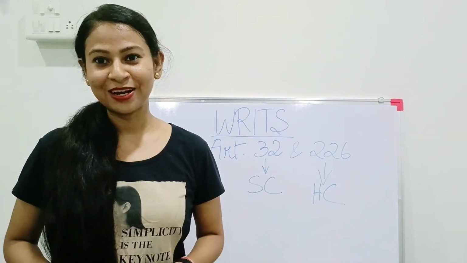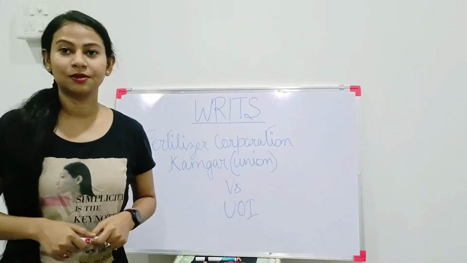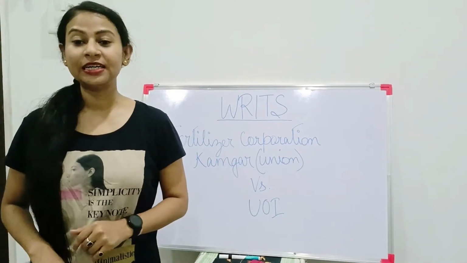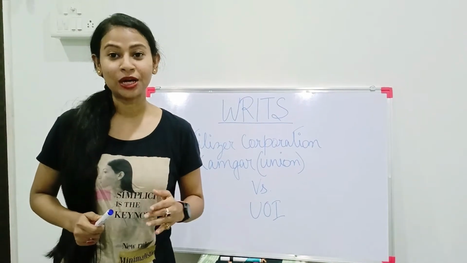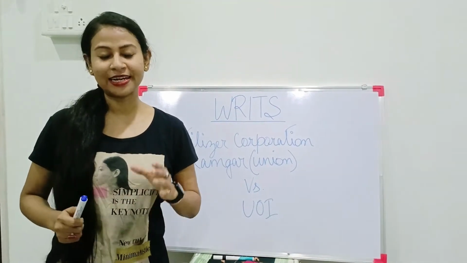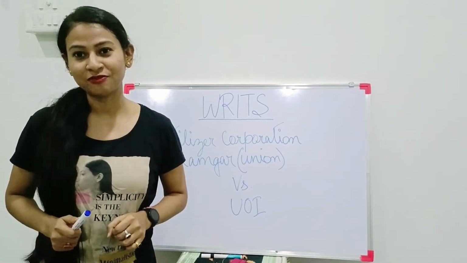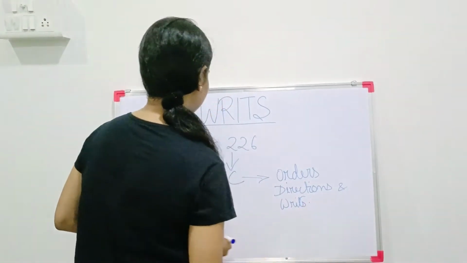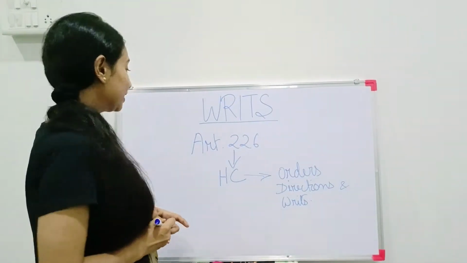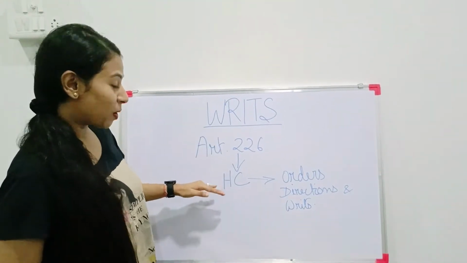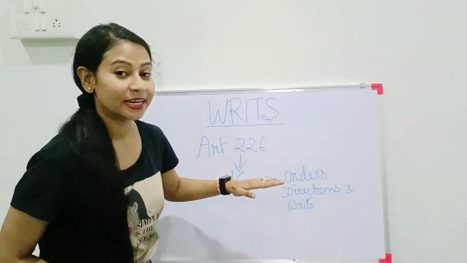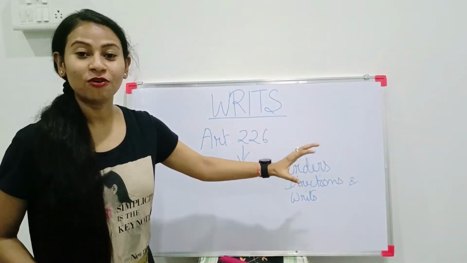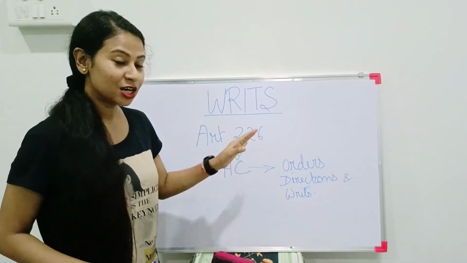In Fertilizer Corporation Kamgar versus Union of India, it was held that Article 32 is an integral part of the Constitution and thus belongs to the basic structure of the Constitution. Article 226 confers power on the High Court to issue orders, directions and writs. So, the power to issue writs of the High Court is much wider than that of the Supreme Court.